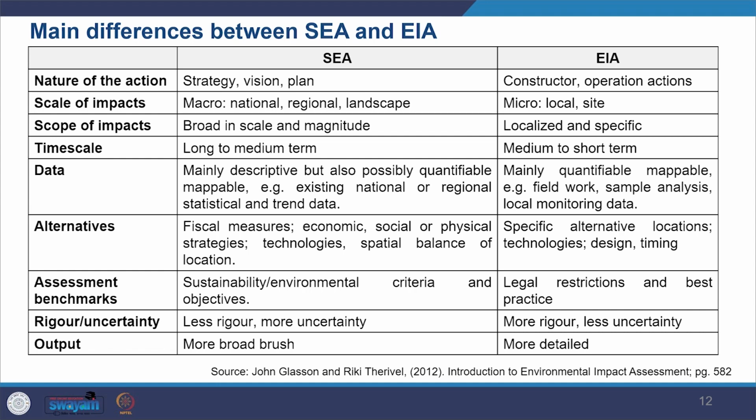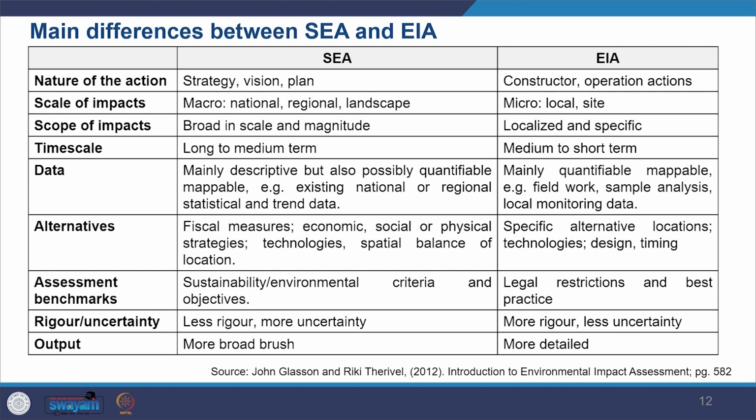And then when you look at the scale of impact, for SEA the scale of impact is very large scale, macro scale, where you have national, regional, landscape, whereas if you look at EIA, it's at micro scale, which is like local and site specific. Likewise, you see the scope of impact, what kind of impact might happen. It will be broad in scale and magnitude. The impacts which you'll identify when you undertake this process will be broader in scale and magnitude, whereas in EIA it will be very local and very specific, pinpointed areas you would see.